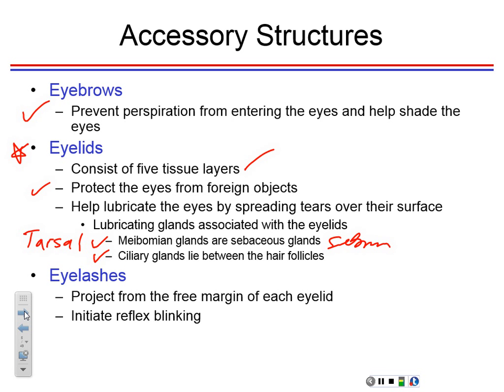Something gets too close to your eyelashes, you blink. Yeah, you blink too. That's because the eyelashes are the ones that initiate the reflex for blinking. So that's also very important.